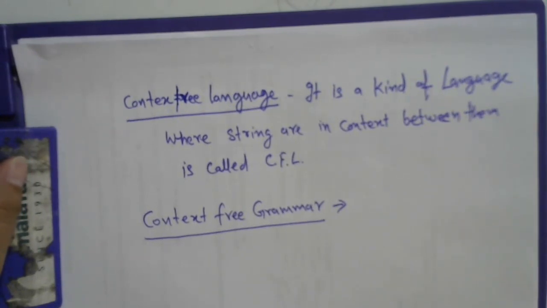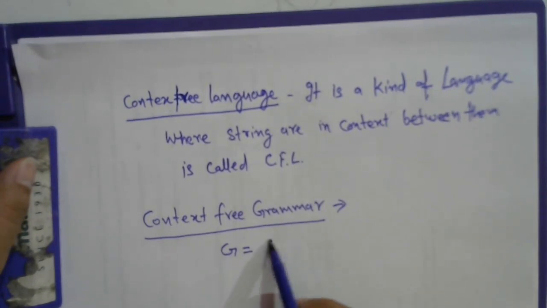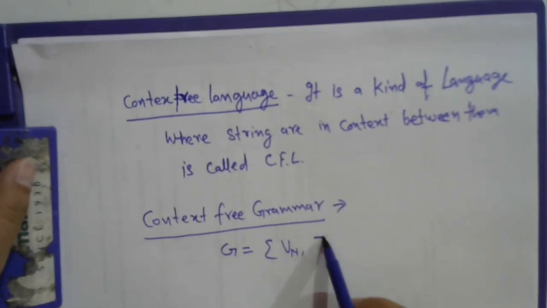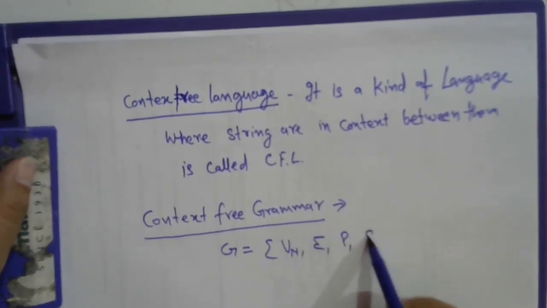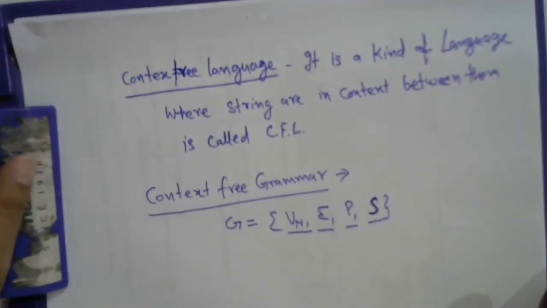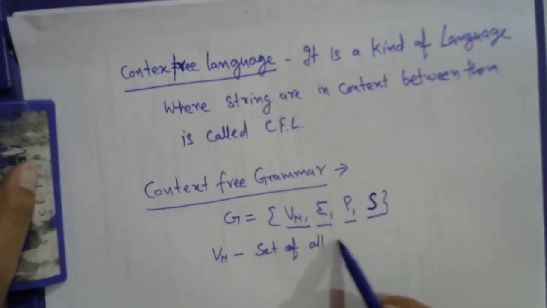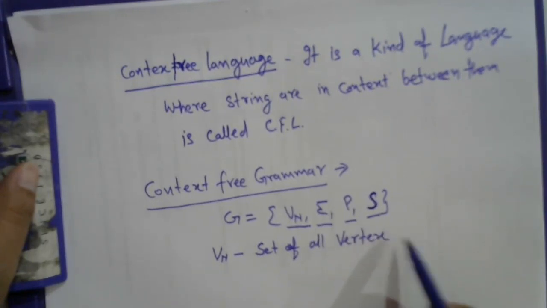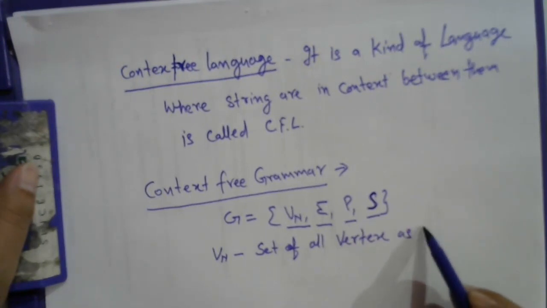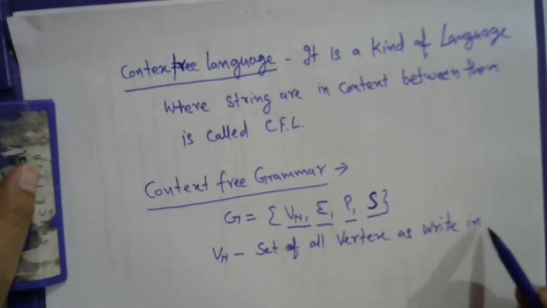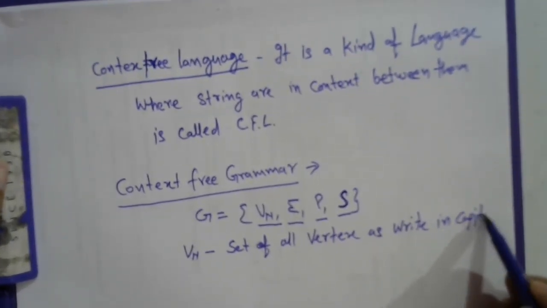Now, how can we represent the context-free grammar? The basic simple method of representing the context-free grammar is in the form G equals (V_n, sigma, P, S). It is a collection of four tuples: V_n, sigma, P and S. Here V_n is a set of all variables, written in capital letters.